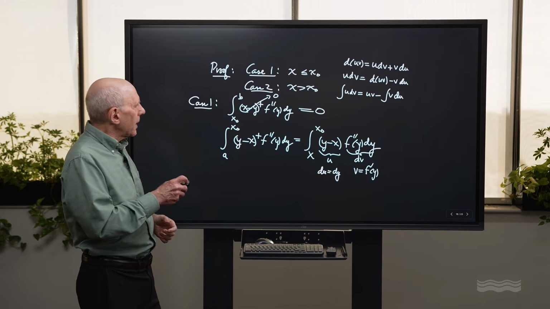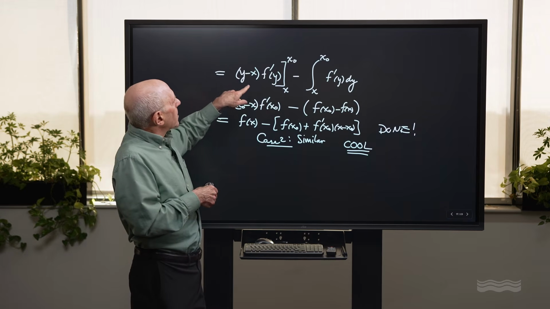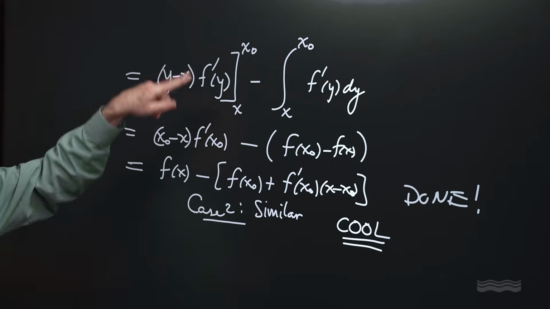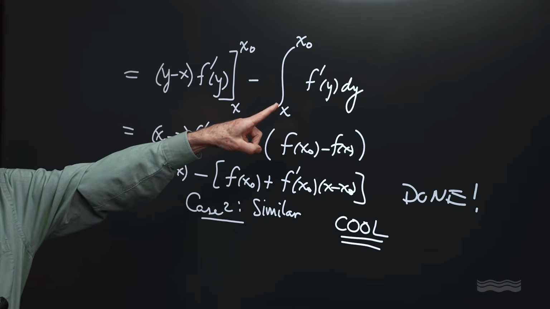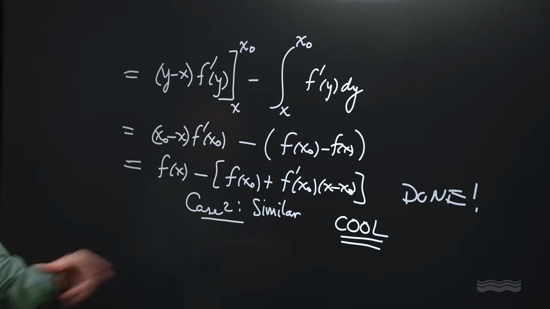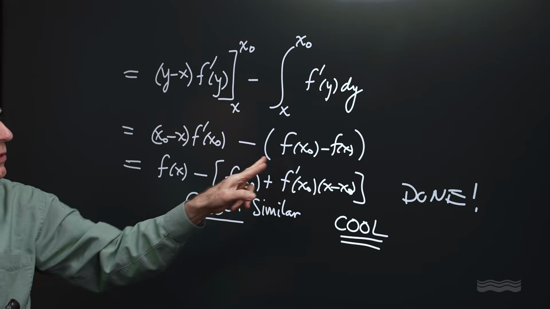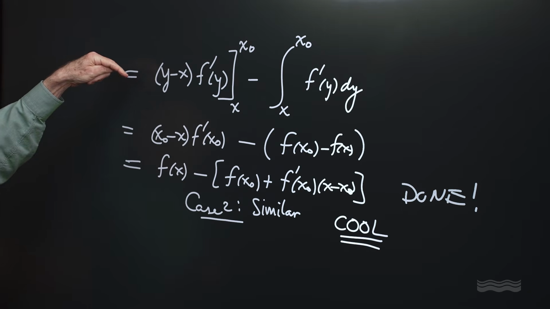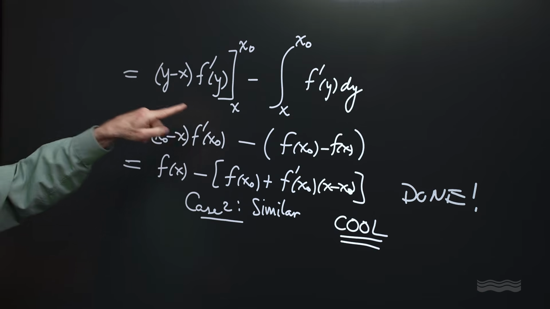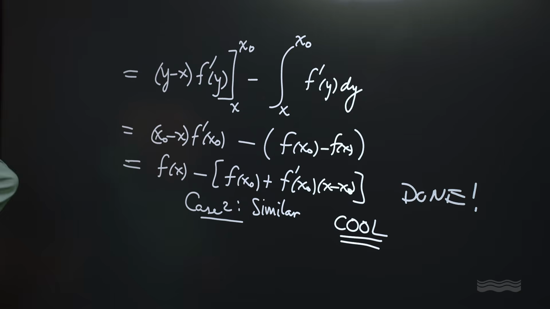So now, applying integration by parts, that's going to be equal to (y minus x) f prime of y evaluated from x to x naught, minus the integral from x to x naught of v dy, which is f prime of y dy. Well, this integral is just f of y evaluated from x to x naught, so we get this. Here, if I substitute in x naught for y, I get this. When I substitute x in, it's 0, because this is y minus x. So here are the terms.